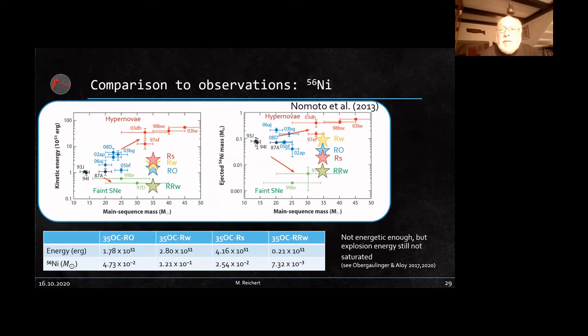So this is like a lower limit. Would you expect how high it can go? I honestly did not calculate this and I'm not sure how high it can go. I just guessed that it could reach the hypernova branch, but I'm not sure.